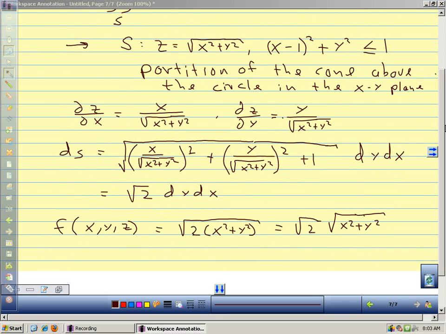So now we have just about everything we need to evaluate our integral. We have everything that goes in our integral. We have our integrand. So let's write our integral. Is everybody with me so far in terms of what we're integrating? Okay.